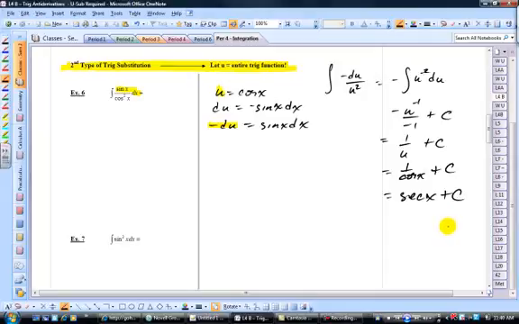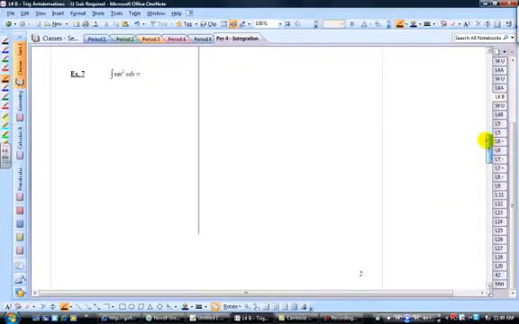Any questions on that one? Yes. You just use x. It won't help you. No, you have to let u equal the entire function. All right. Okay, now to a tough one.